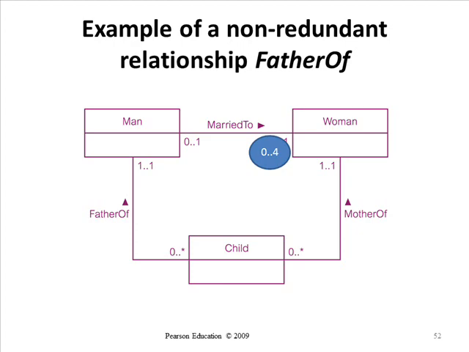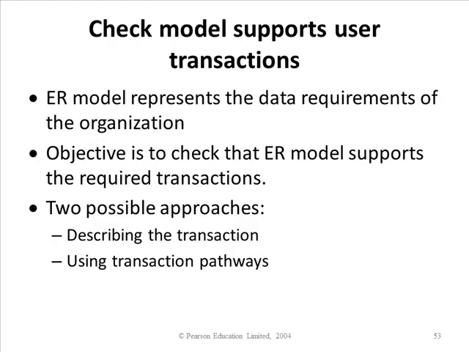So basically redundancy is not good, so we try to avoid redundant relationships, but in some cases redundancy is required. What kind of situation requires it? You can see this example.